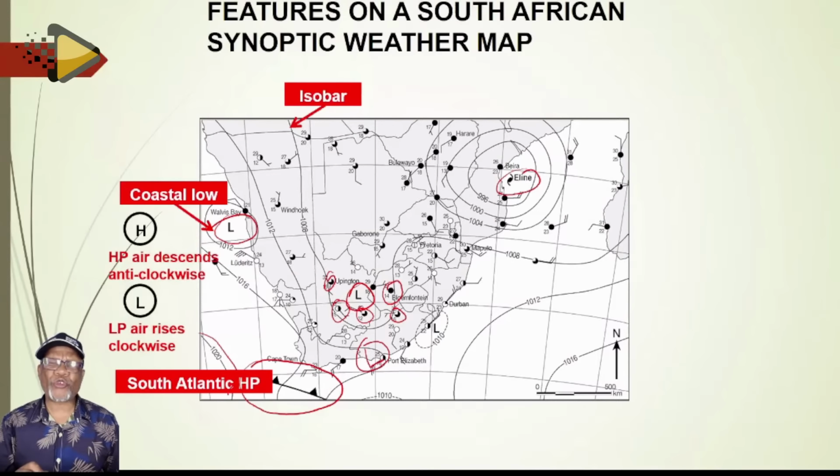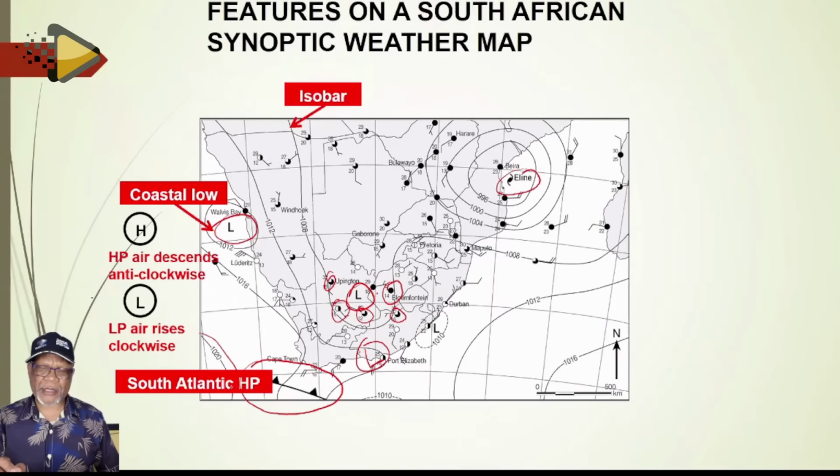And then what you should know with the high pressure cell is the air is descending. That is why when we have Kalahari high pressure in the interior, we don't have condensation, because the air is descending and it heats up. And then with a low pressure cell, the air will rise, and rising air will condense and form the clouds as you see in this synoptic weather map.